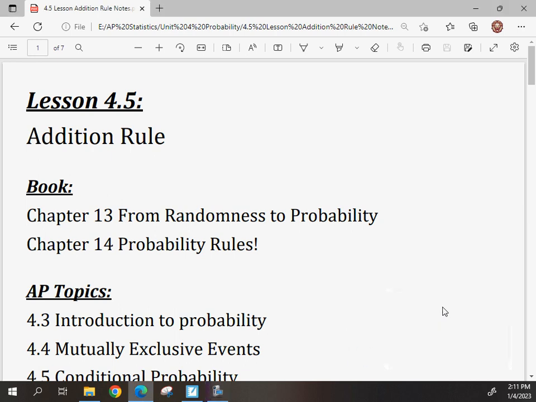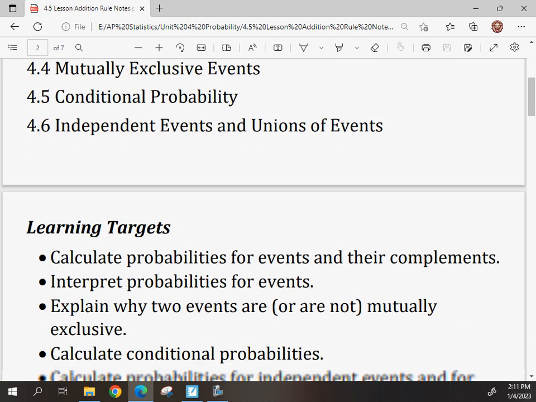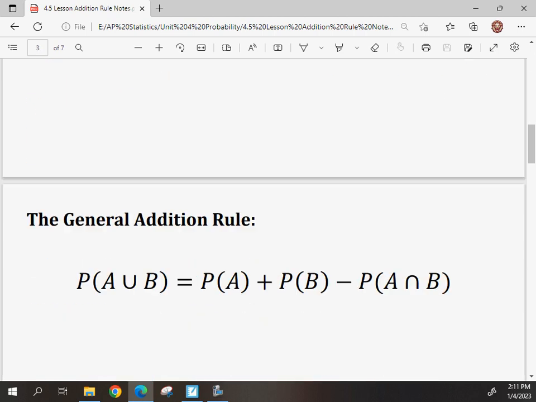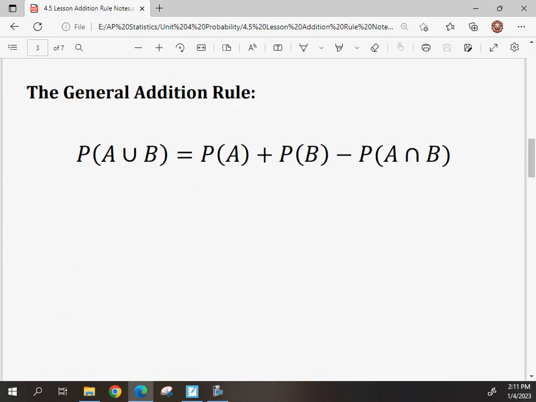Hey all, today we're going to start going into detail a little bit about the addition rule. We talked about "or" probabilities when we talked about the general rules of probability, and we talked about being able to just add probabilities if they were mutually exclusive or disjoint. But today we're going to talk about what happens if they're not mutually exclusive, meaning they can happen at the same time. So we have what's called the general addition rule.